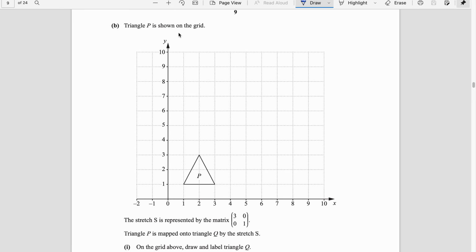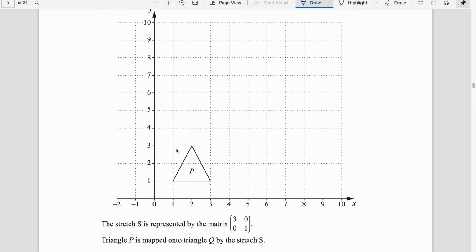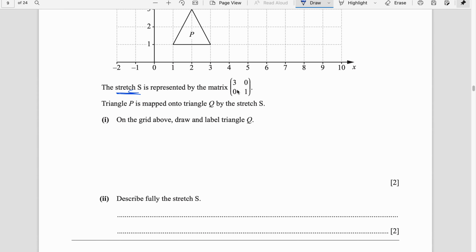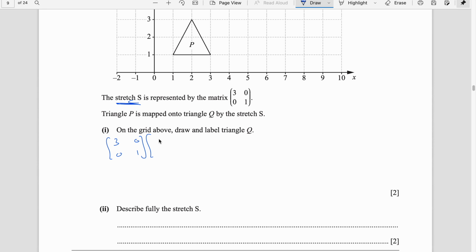B part. Triangle P is shown on the grid. This stretch, this is not in your syllabus. Just let me quickly complete this. This stretch S is represented by the matrix. Triangle P is mapped onto triangle Q by the stretch on the grid above. Draw and label Q. So we already have this matrix, which is 3 0 0 1. Just write down the coordinates of this triangle P, which is 1 1. This is 3 1. This is 2 3. X first and then Y.